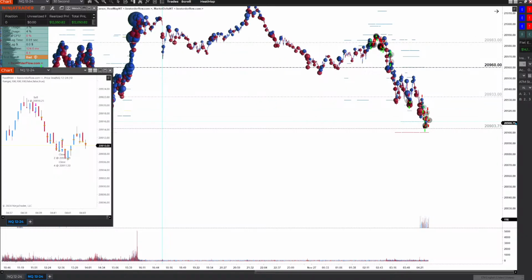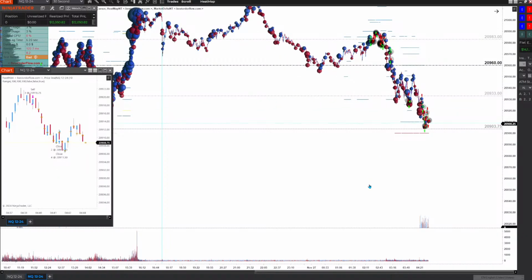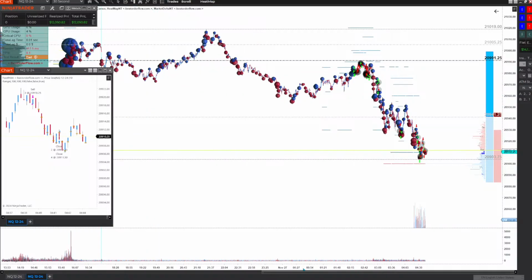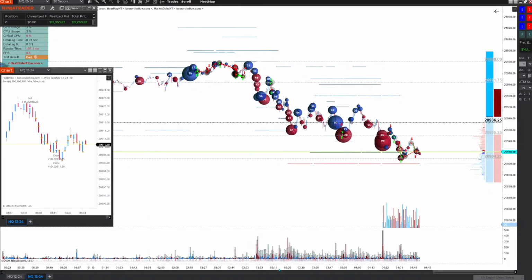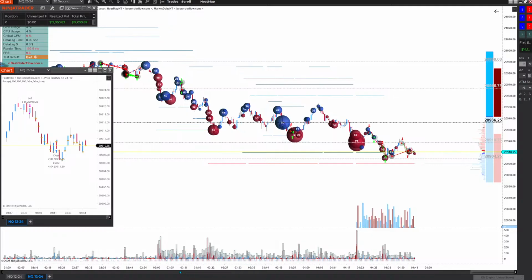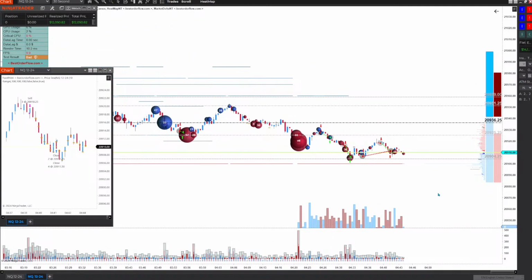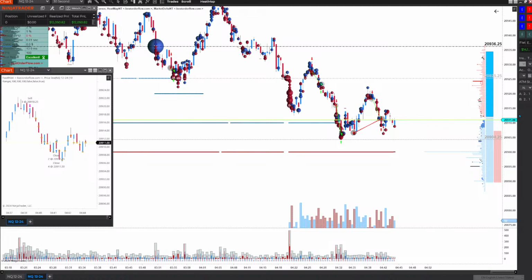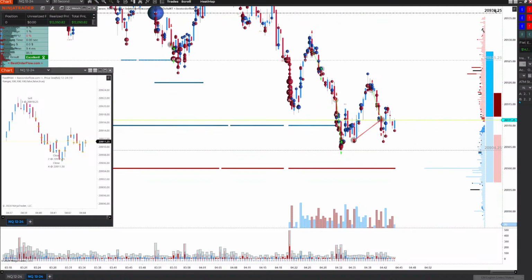So in the big picture, what's going on after the New York close over here? So we're going down. The main trend direction is we are descending, right? We are descending.